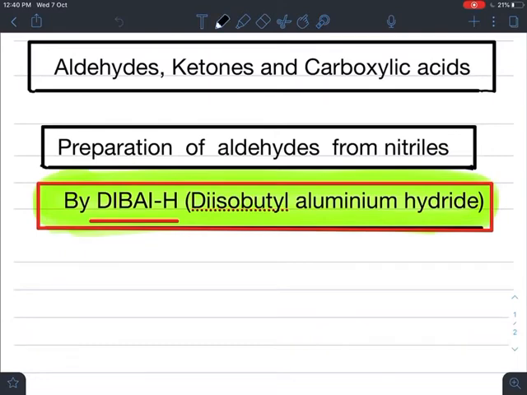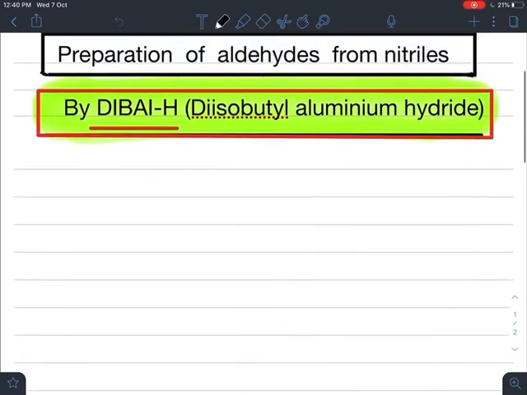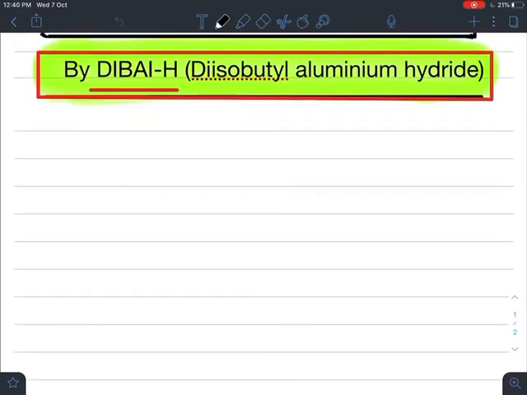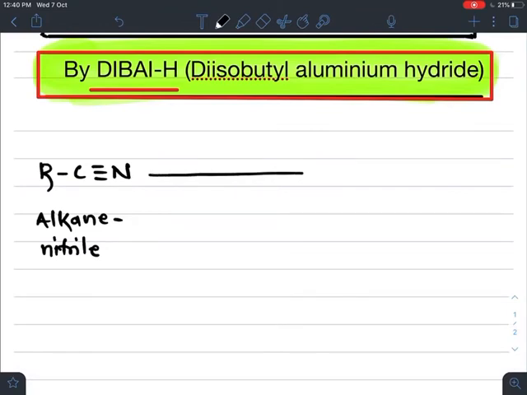So how can we convert the corresponding alkyl cyanides or nitriles to aldehydes? Cyanides or nitriles means any alkyl cyanide or alkane nitrile. Its general formula is RCN, the alkane nitrile. When it undergoes reduction with diisobutyl aluminum hydride and further acid hydrolysis, the CN group is converted into a CHO group.